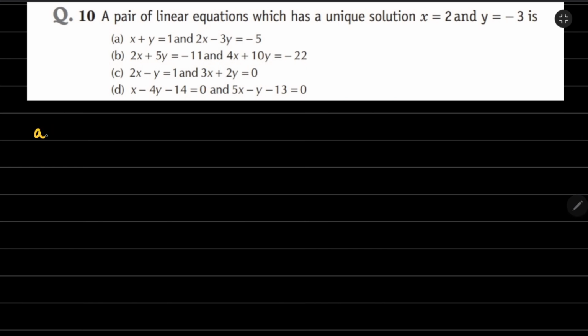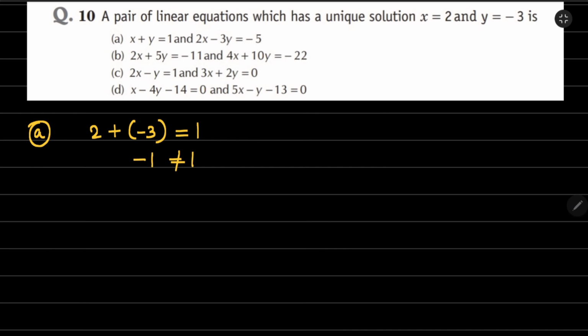So, for the first equation, you are given x plus y equal to 1 and 2x. x is nothing but 2, right? So, if you just plug in the values, 2 plus y, which is nothing but minus 3, is equal to 1? Is it equal to 1? Yes. 2 minus 3 is minus 1. It's not equal to 1, right?